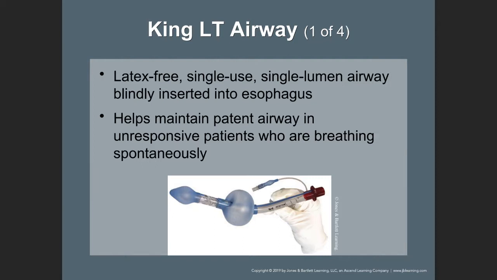There's an error on this slide. So we don't put it in a patient that's breathing spontaneously. There must be an absence of spontaneous breathing. So no gag reflex should be present, and the patient should not be breathing when you're going to use a King LT. And there are two types.